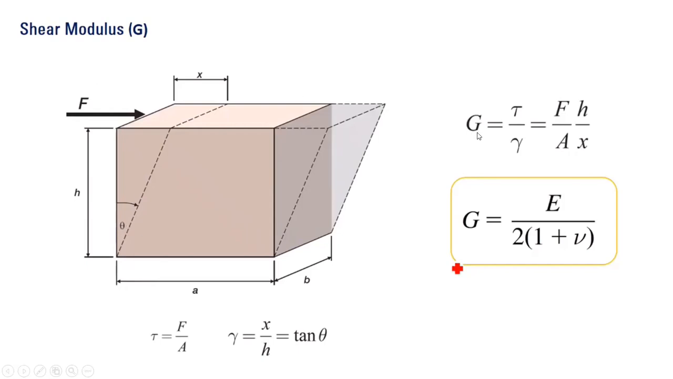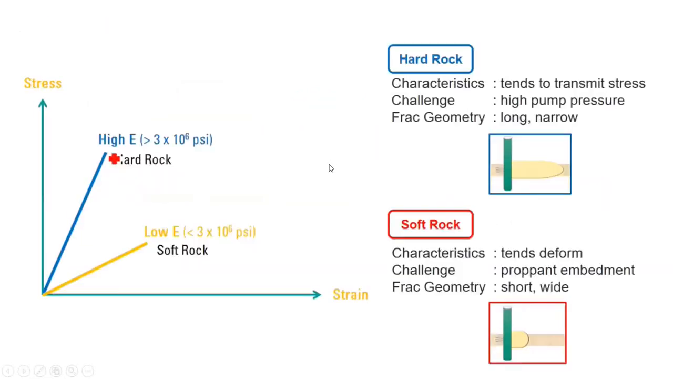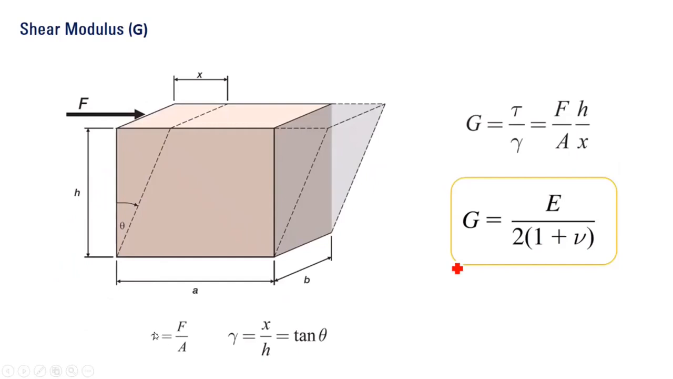So our shear modulus, if we look at what we have here, this is the normal stress. Normal stress is equal to force over area. But in this case, it is shear stress. Shear stress is equal to force over area.